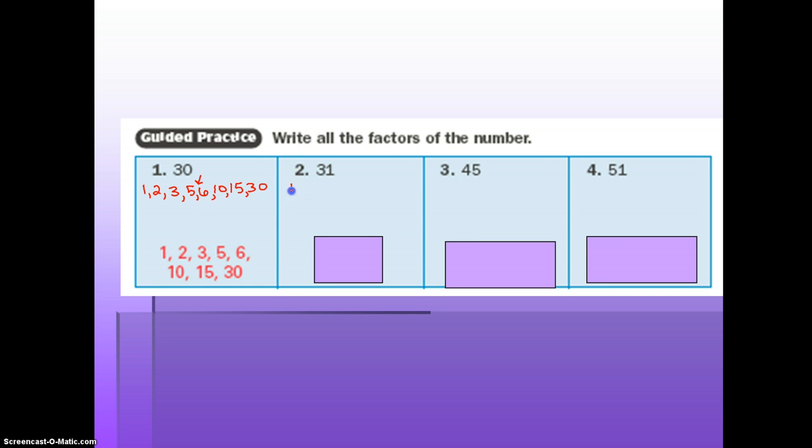For number 2, we have 1 and 31. And that's it. We would actually call this prime, and we'll get to that then, because the only thing that's divisible by 31 is 1 and itself. So that is prime. Number 3, we have 1 and 45. 2 doesn't work. 3 and 15. 4 doesn't work. 5 and 9. And that's it.